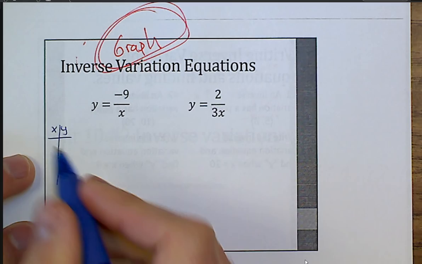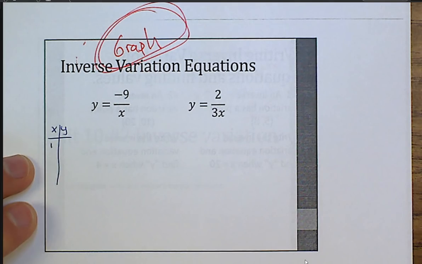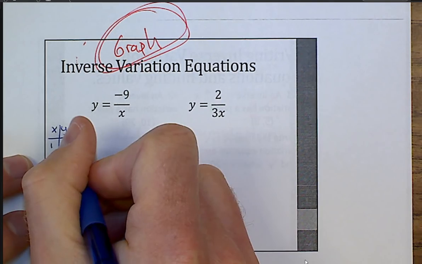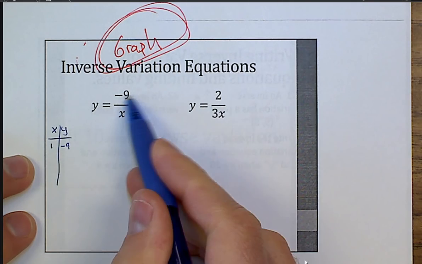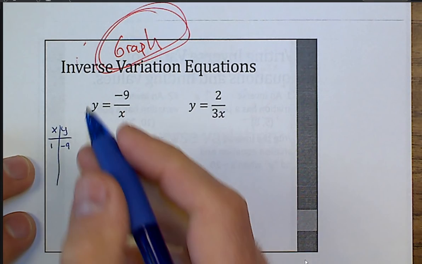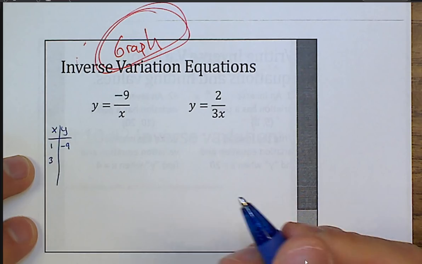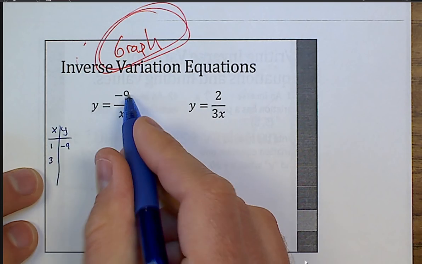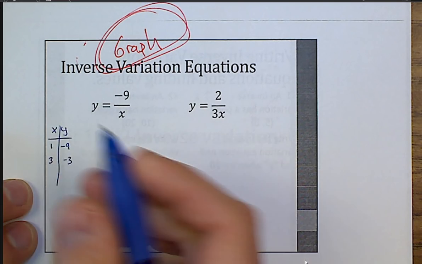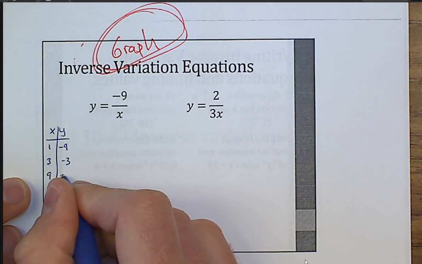So let's pick a positive 1. Pick a positive 1 for x, we get negative 9. We already know our k value is negative 9. Let's pick a 3. If I pick a 3, I'm going to get negative 9 divided by 3, which would be negative 3. And I'll pick positive 9 and get negative 1. So let's graph that.